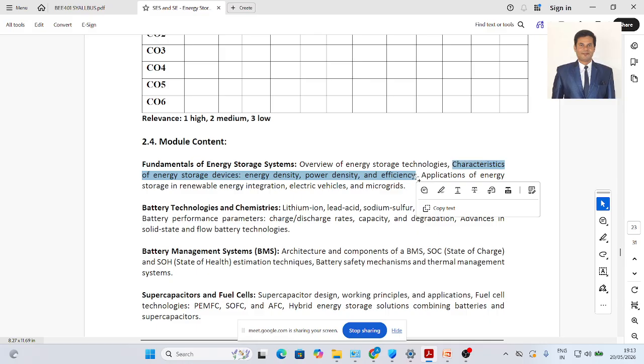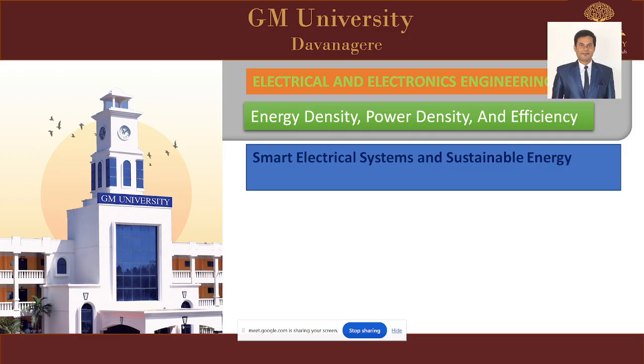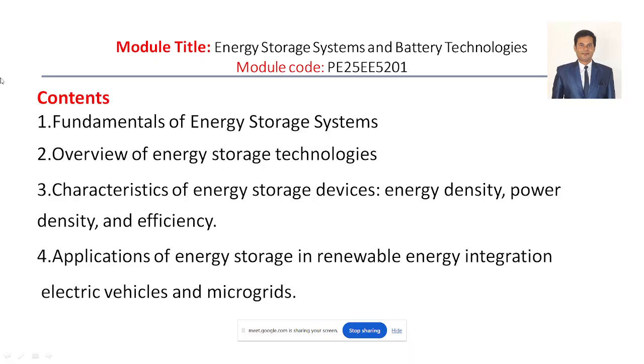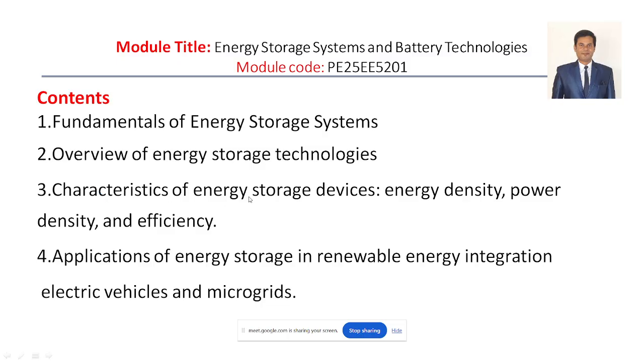So how can we have the graph between power density, energy density and efficiency while storing energy in batteries? We shall discuss the energy density, power density and efficiency of energy storage. This is point number 3, the characteristics of energy storage devices: energy density, power density and efficiency. Along with that, we'll study the application of energy storage in renewable energy sources, and also in microgrids and EVs.